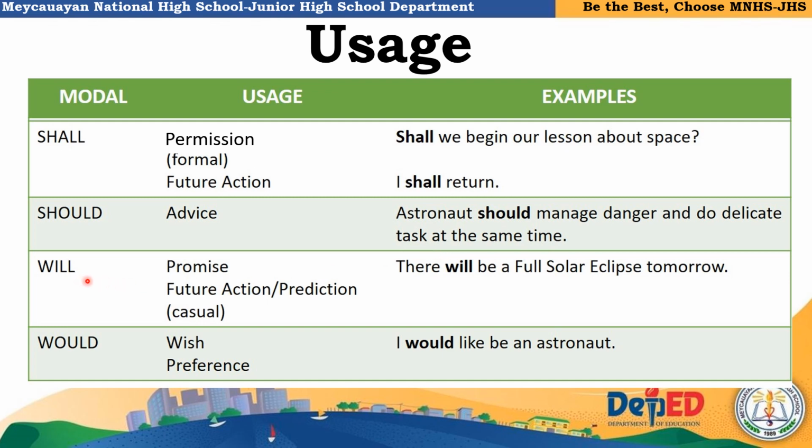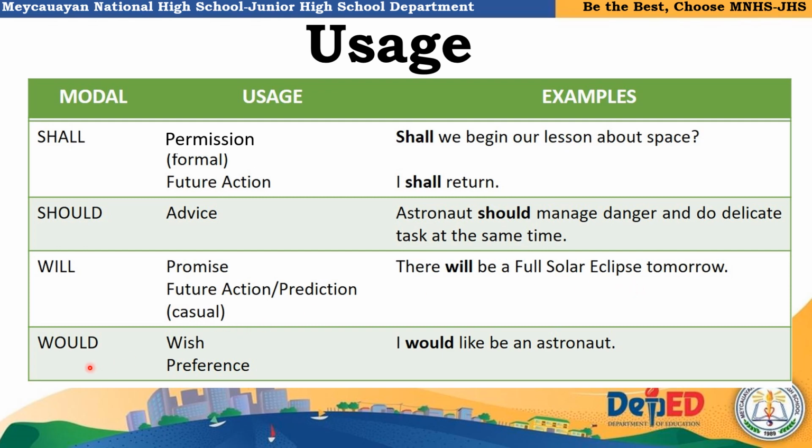Third one, we have will. Aside from it is for future action, will is for stating promises or prediction. And will, compared to shall, is more on casual way, but shall is more on formal way. Example, there will be a full solar eclipse tomorrow. This sentence is contextualizing a prediction and future action.